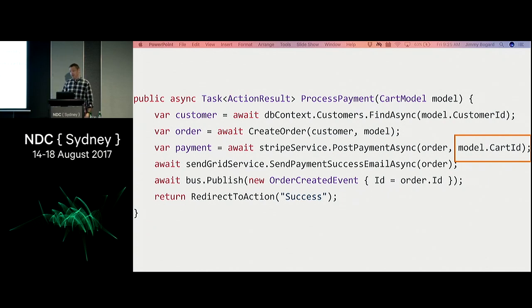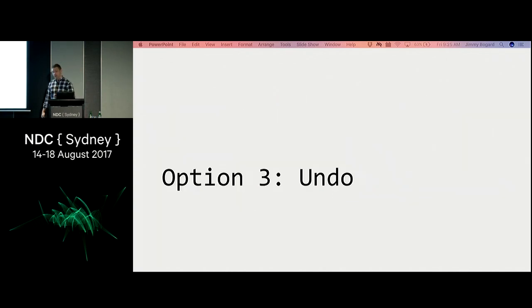So our third option, we had ignore, which was not a good thing, retry, and the third one is undo. Now, undo doesn't necessarily mean I have a rolled back database transaction. It could also mean that there's some compensating action that I do. So for Stripe, what is a compensating action for charging a customer?